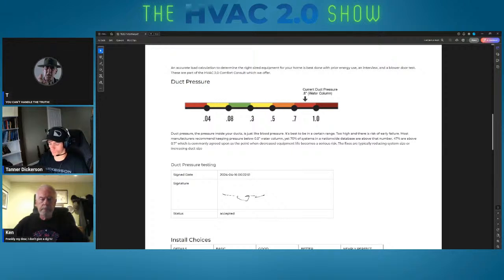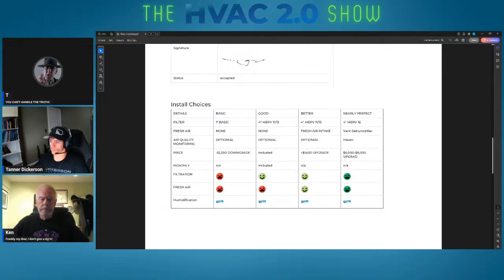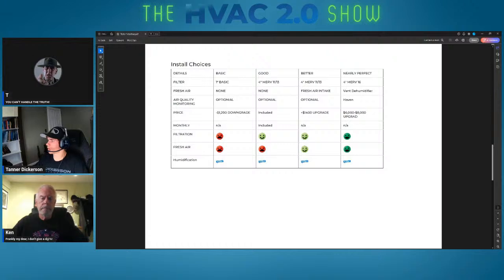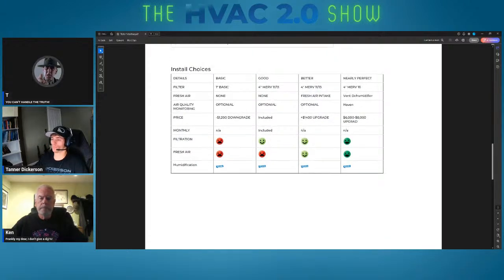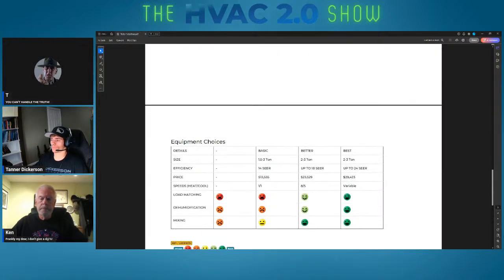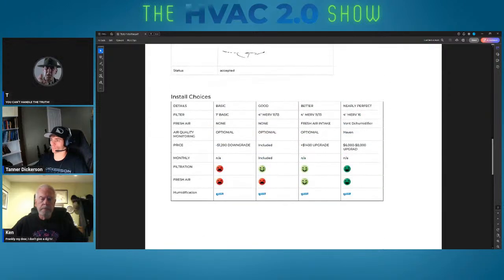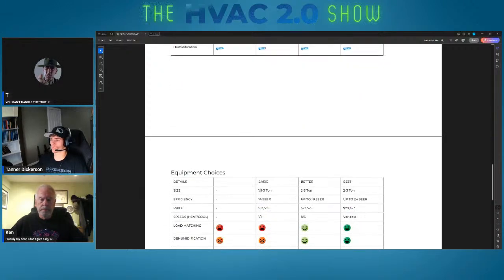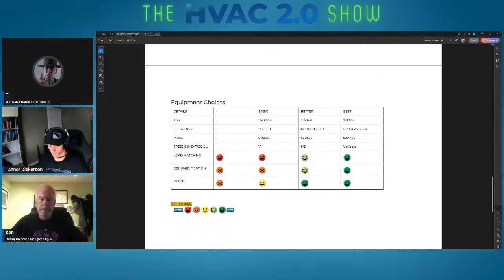If you scroll down to the install choices, this is helping people understand whether they need modification of their filter drop and the return drop. And then below that is the equipment. Do you want single stage, two stage, multi-stage, or modulating? So scroll down again. They're looking at this, and it's helping them with those choices. And then below this will be their ideal equipment specification.